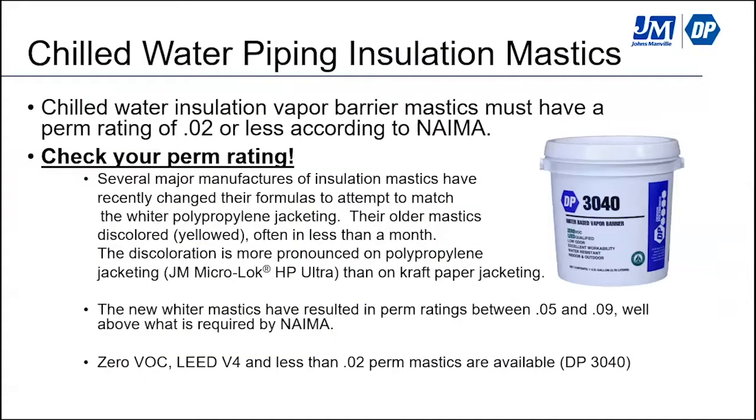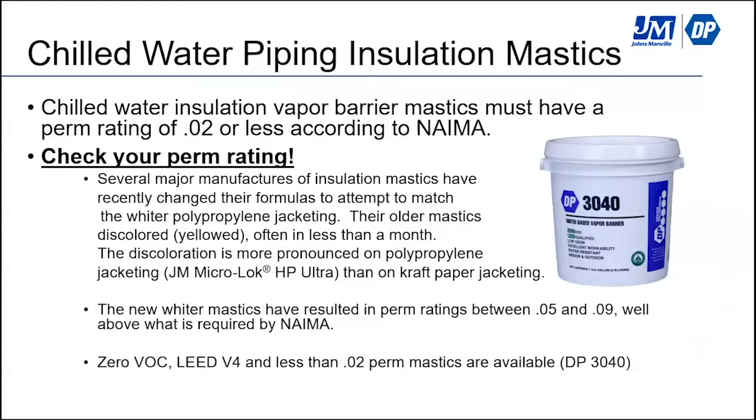Chilled water piping insulation mastics. If you'll notice, I've got in bold and underlined and with an exclamation point, check your perm rating. Lance talked quite a bit about 0.02 perm for chilled water piping, and that's a requirement by NAIMA. And DP3040, that's pictured on the right, does have a perm rating of less than 0.02. The reason I say check your perm rating is several major manufacturers have changed their formula in the past 6 or 8 months to make their product whiter.